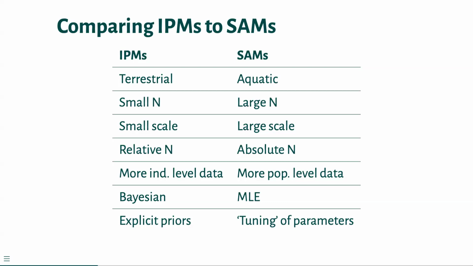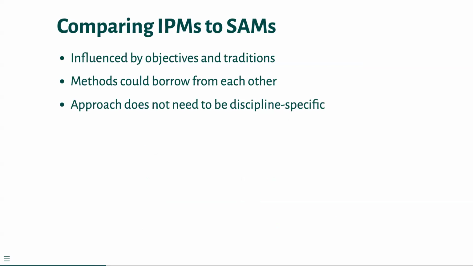What we found is that these models are influenced both by the objectives, so we acknowledge that stock assessment models have an objective that is often different from integrated population models, but also by tradition, like, oh, we've always done it this way, or, oh, my advisor did it this way. We found that really the methods could borrow from each other and that we could be a little more agnostic in how we decide what kind of model to use. The paper provides some guidance for what to think about when deciding whether to use a stock assessment model or an integrated population model, or how you can combine aspects of both.